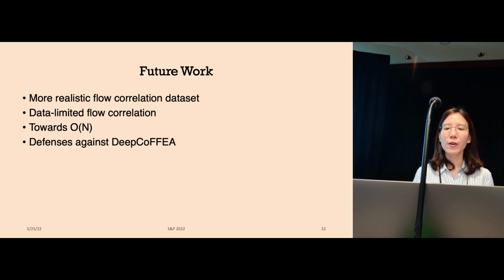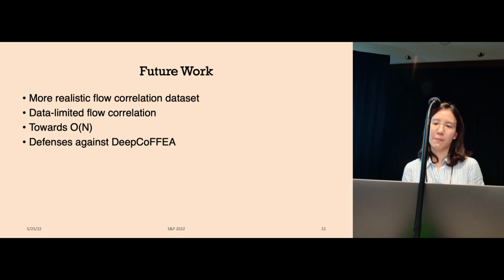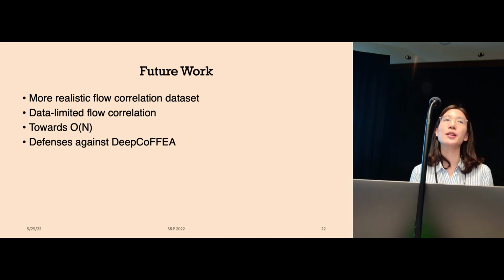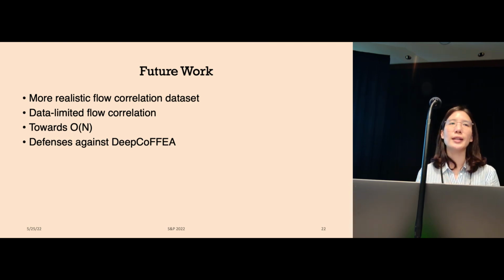And third, our evaluation framework doesn't fully support, doesn't yield perfect linear complexity because we do the pairwise cosine similarity computation at some point. So the remaining question is how we can build the loss function as well as the network architecture to fully support such O(n) evaluation. And last but not least, the most important next step could be designing effective defenses against the DeepCoFFEA style of attack, because existing defenses seem to not be that robust in defeating DeepCoFFEA.